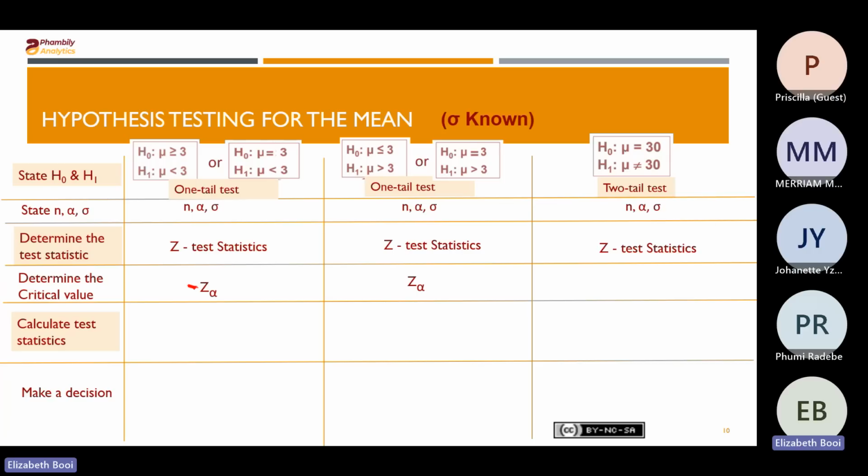So when you go to the table, you find the value. If it's 1.96, if the sign here is less than, we put negative in front. If the sign is greater than, we put a positive, or you can just leave it as positive.